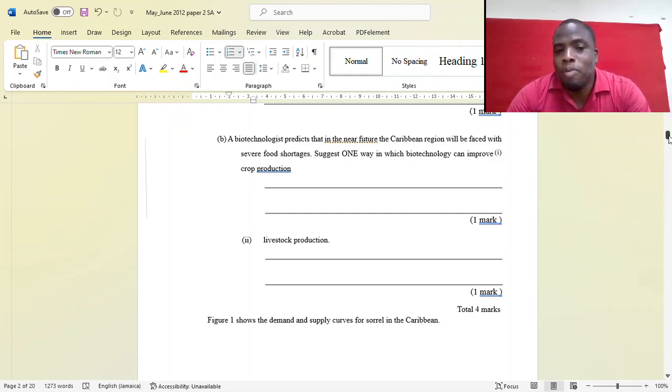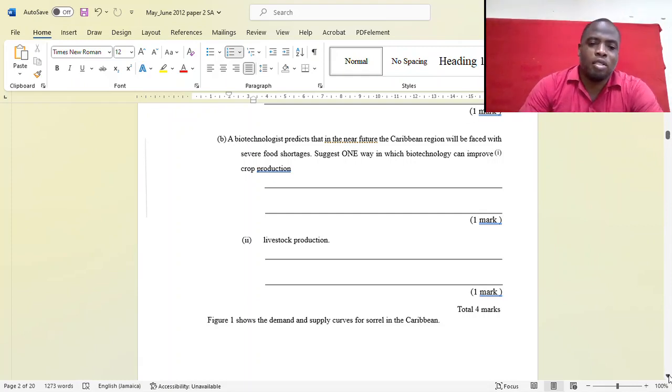We can improve crops so that they can have better yield. We can improve crops so that they can be more resistant to pests and diseases. And that would have captured crops. For livestock it is the same concept. We want to improve them so that we can feed our nation. And we can do that through improved growth rate, better FCR, more tolerance to drought, more tolerance to pest and disease. Basically, these are the modifications that biotechnology can do to increase our food.